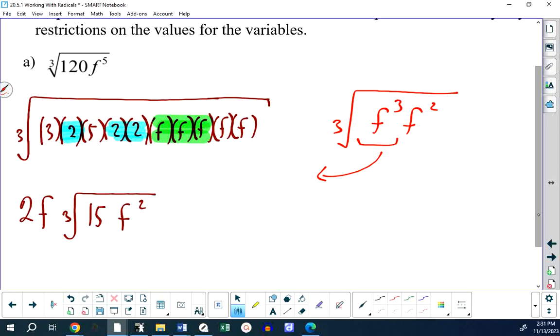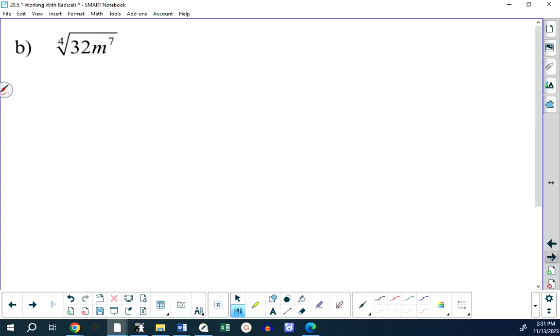Okay. 4th root of 32m to the 7. So if you did this the old school way, you'd be saying, what's a number that divides into 32 that is a perfect power of the exponent 4? And now I happen to know what it is. But that's because I teach Math 30, and we do this all the time with exponents and logarithms. So instead what we do is we prime factorize 32, and I'm going to give you a minute to figure out what 32 is in prime factored form.